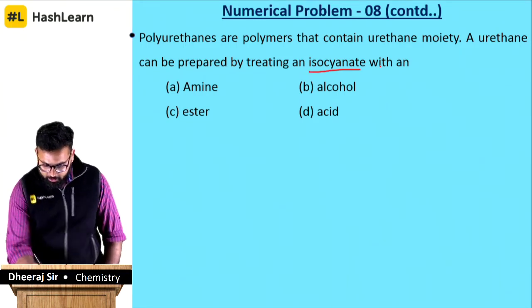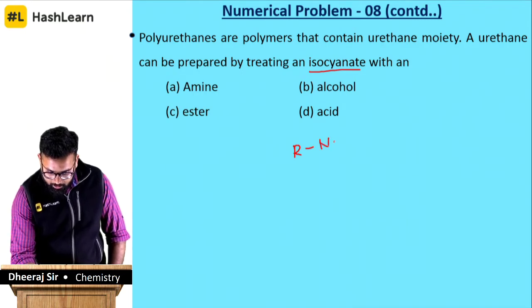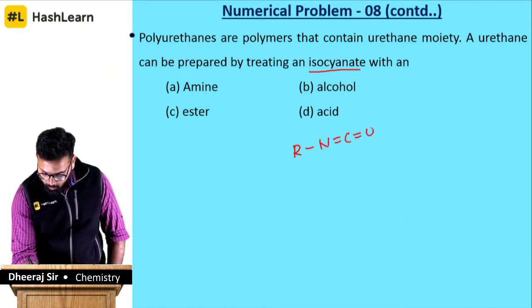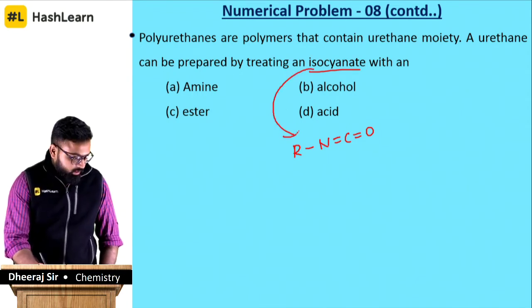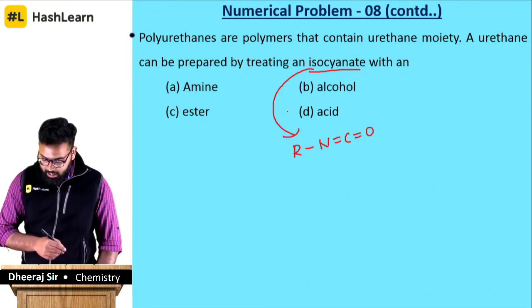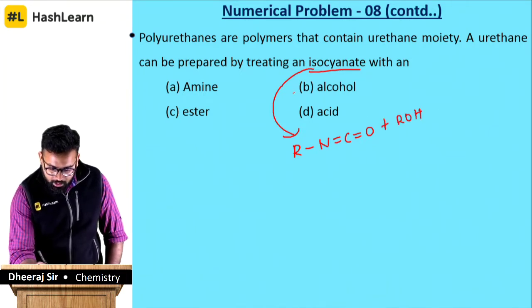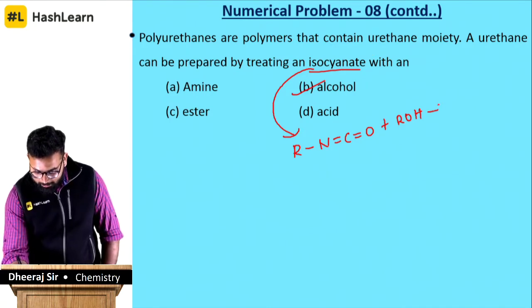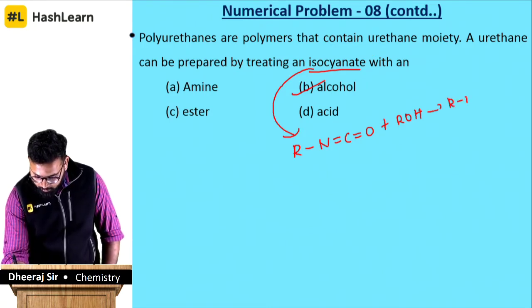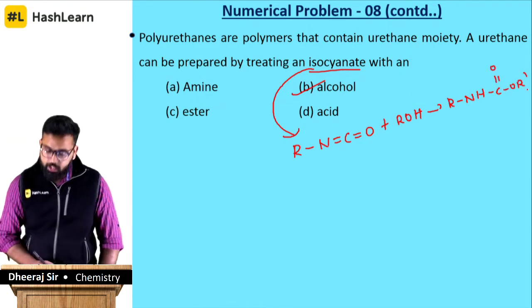Let me quickly write the isocyanide molecule for you. It is R, N, double bond C, double bond O. This is isocyanate. All are telling me it is A. Guys, isocyanate plus alcohol. So the right answer is option B. So isocyanate plus alcohol will give me R, NH, C, double bond O, O, R dash.